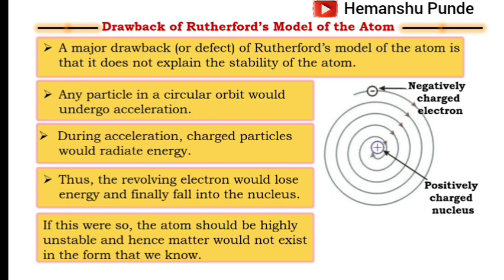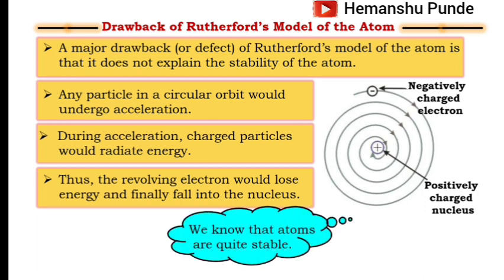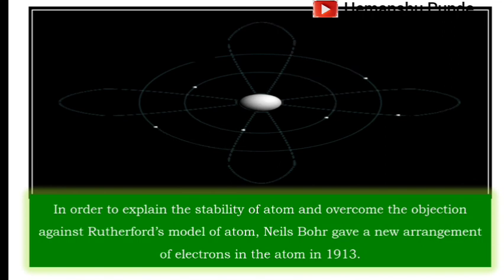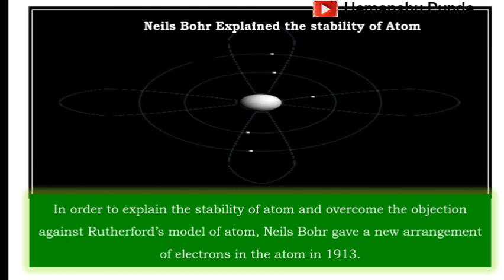If this were so, the atom would be highly unstable and hence matter would not exist in the form that we know. But we know that atoms are quite stable. So that's why here comes the next theory, Niels Bohr atomic model and electronic configuration. In order to explain the stability of an atom and overcome the objection against Rutherford's model of atom, Niels Bohr gave a new arrangement of electrons in the atom in 1913. Niels Bohr explained the stability of atom.